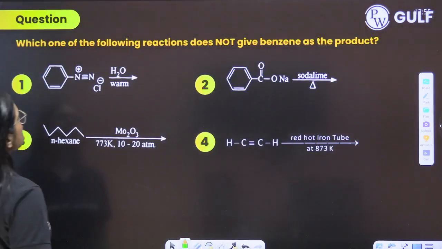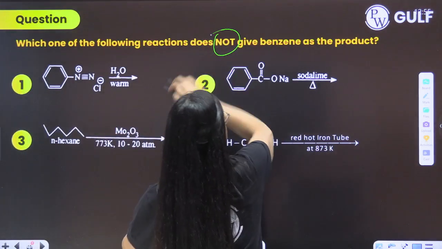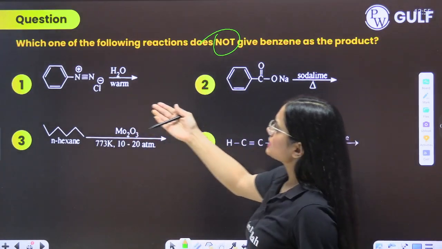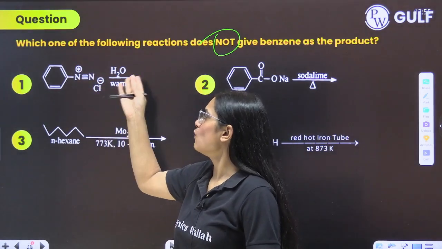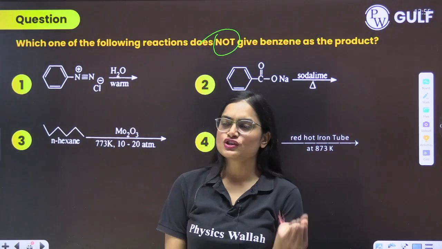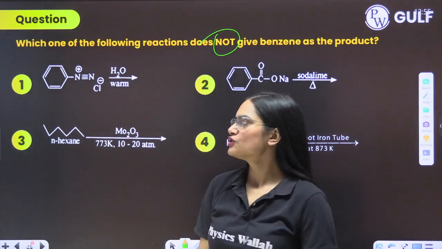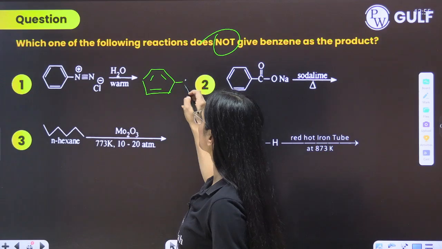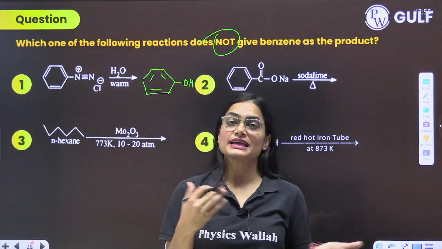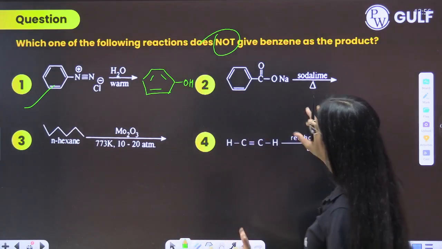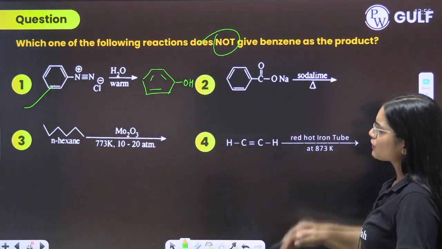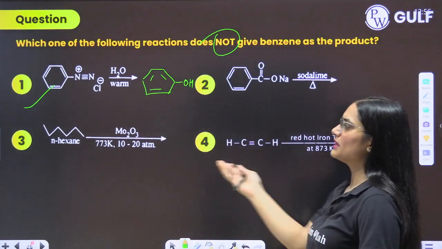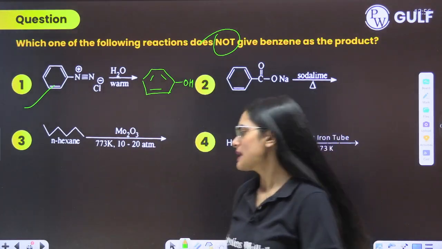Next question here: which one of the following reactions does not give benzene as the product? So you know that this is your benzene diazonium chloride, you're warming it with water. So the diazonium salt wants a nucleophile. So what happens here is that in this reaction you get phenol. This is not going to give your benzene. Option 1 is the right answer here. In the other options, you will be getting benzene. This is decarboxylation. This is your aromatization. This is again aromatization. You will be getting benzene in the other cases except the one. Next one.